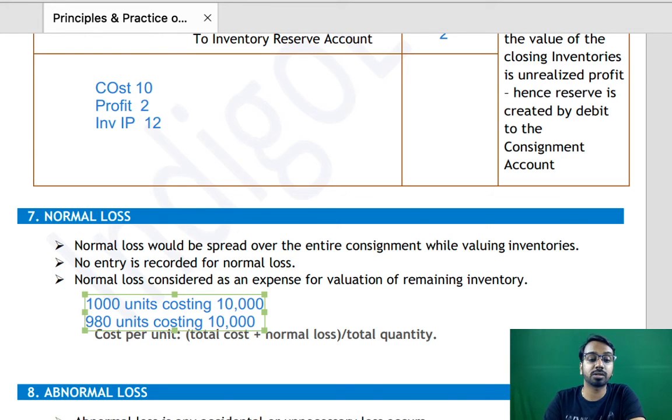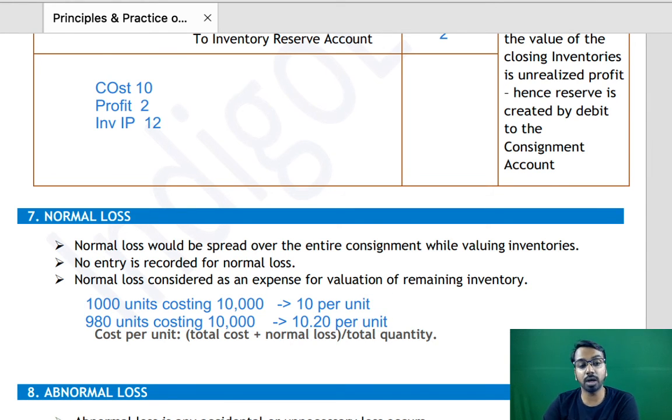So if you just look at this, this was at 10 per unit. This was the original cost. After factoring in the normal loss, it became 10,000 divided by 980, which is 10.20. So the per unit cost automatically increases because of normal loss, and normal loss is a loss which is because of normal operating circumstances. These are the losses which are expected to happen.